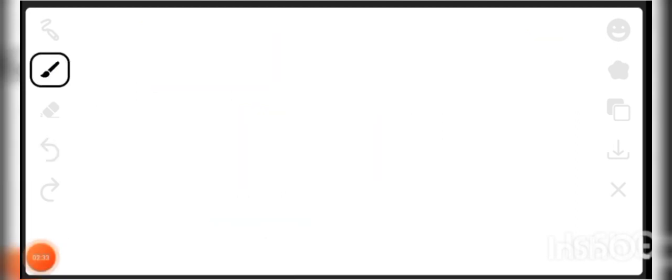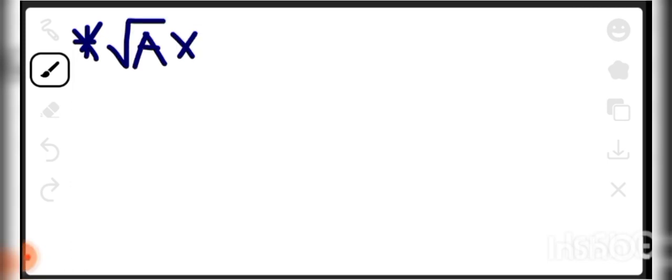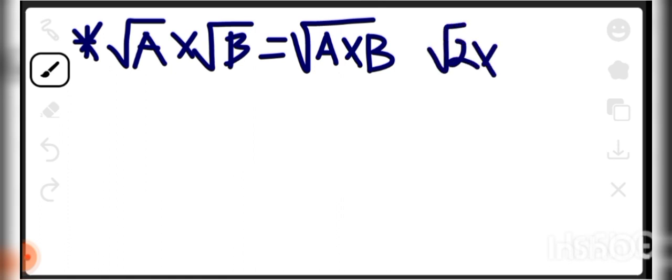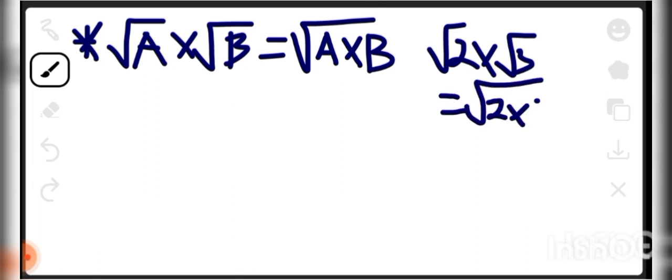Now rule 1, the first rule in surds, is that if you have the square root of a number times the square root of another number, the answer will be the square root of the two numbers multiplied by each other. Valid. For example, if you have root 2 times root 3, the answer becomes root of 2 times 3. So you just multiply the surds and enclose everything with just one root.